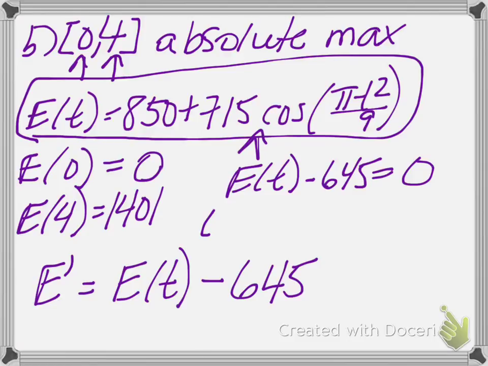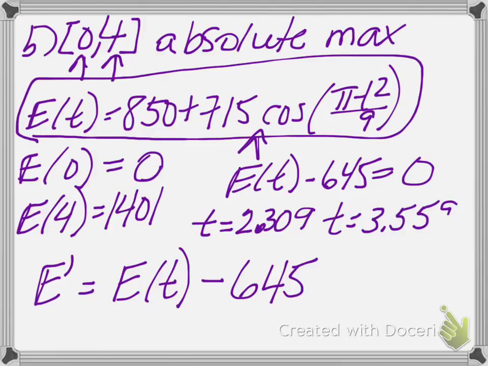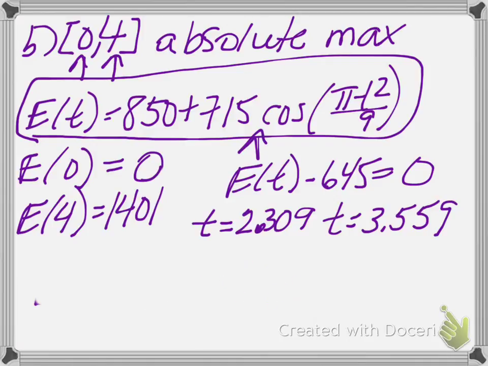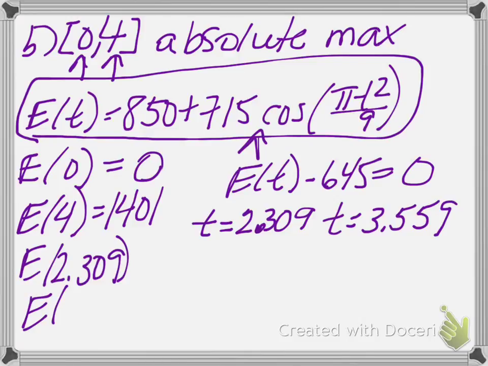is this only between 0 and 4? Yeah, so you're going to set your window, your x's from 0 to 4. So you can get your two solutions, and you're going to get t equals this, all from the calculator, and t equals this. Okay, that means that we need to check those as well. So we have to do E of 2.309. I'm going to have to do E of 3.559.